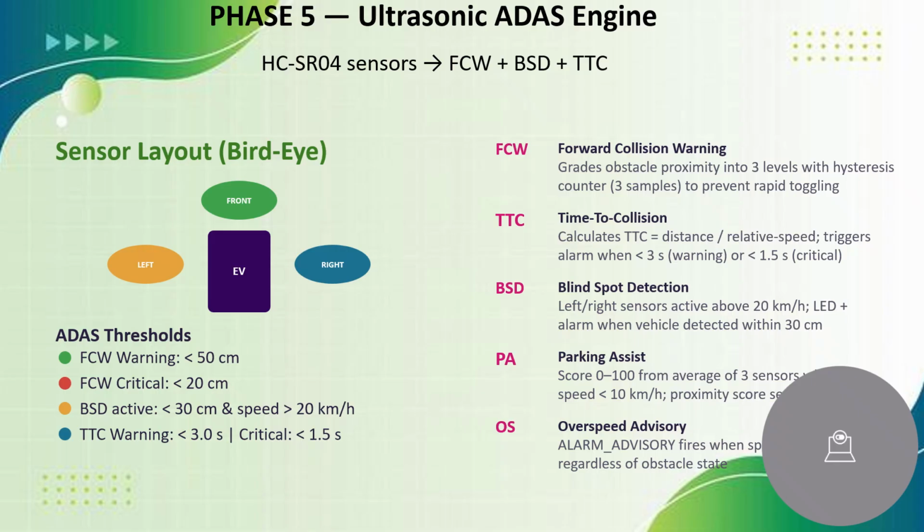So there are some distances: FCW less than 50 centimeter, FCW critical less than 20 centimeter, BSD active less than 30 centimeter and speed greater than 20 km per hour, and TTC warning less than 3 seconds. So FCW is forward collision warning, TTC time to collision, BSD blind spot detection, PA parking assistance, and OS overspeed advisory. These are all the things we have to implement in our project. These are our basic understanding.